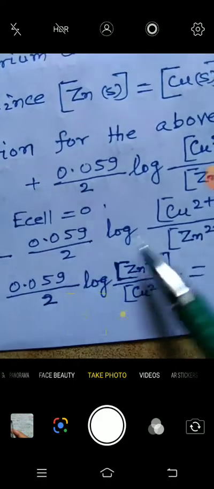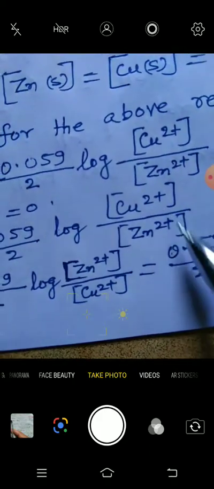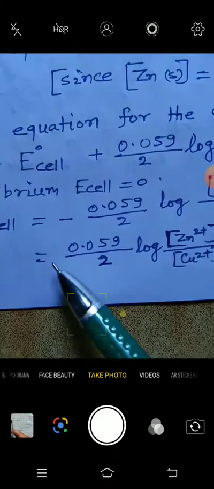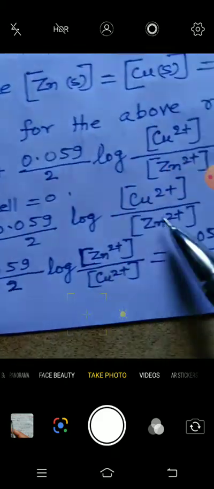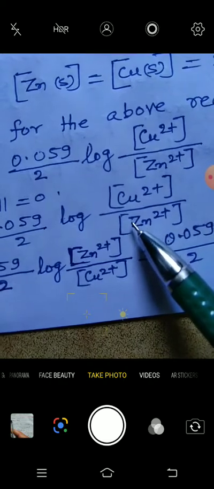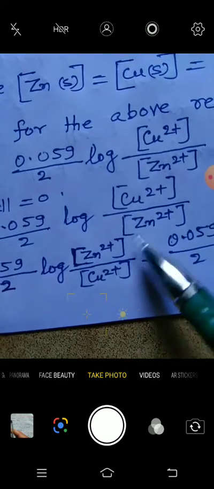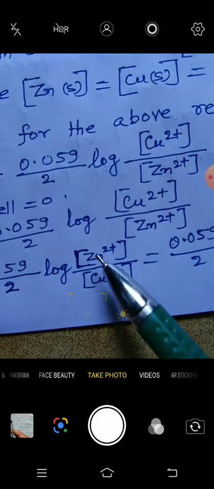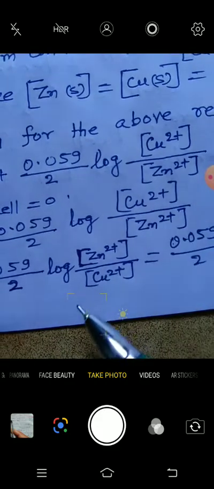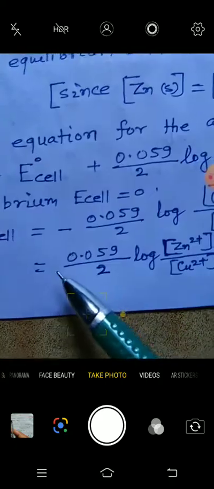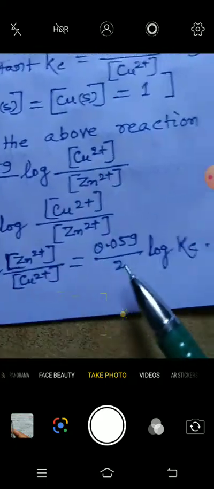Since E cell will become 0, hence E naught cell will be equal to minus 0.059 by 2 log concentration of copper ion by concentration of zinc ion. Since here the minus is removed, the concentration of zinc ion will be in the numerator and the copper ion in the denominator, because here minus changes into plus sign, that's why it has become like this.